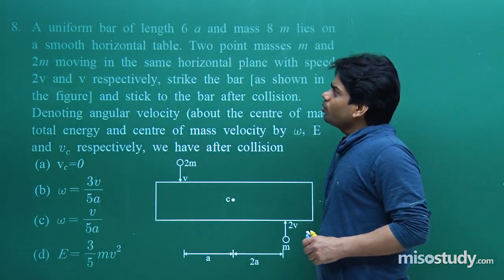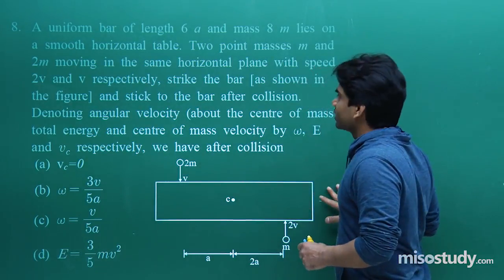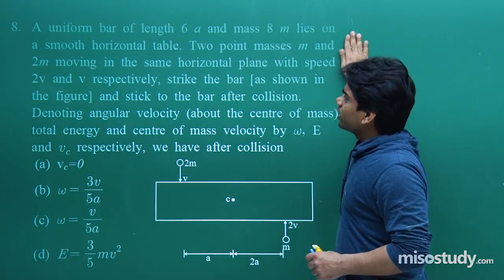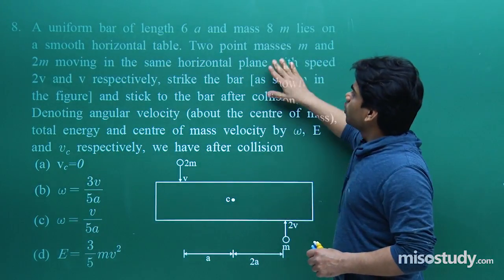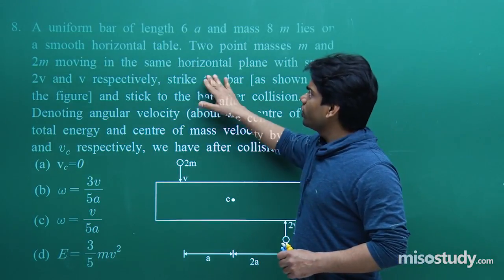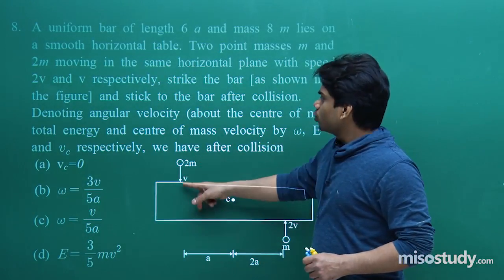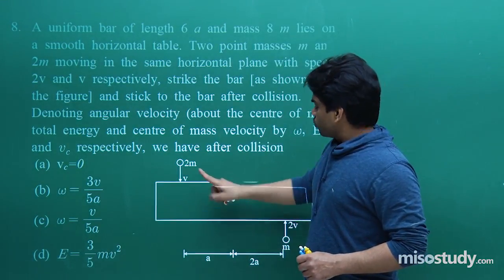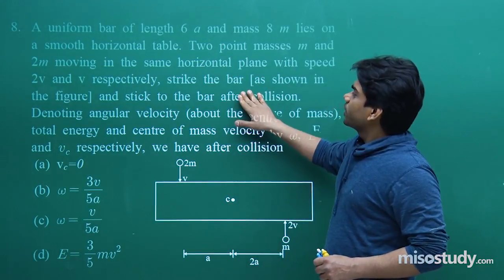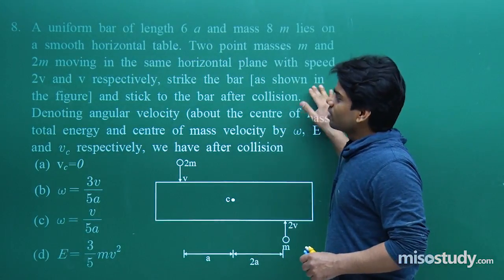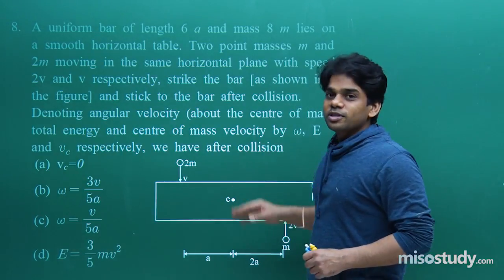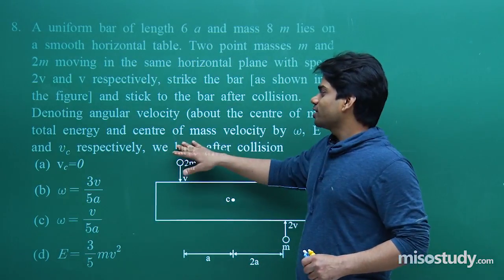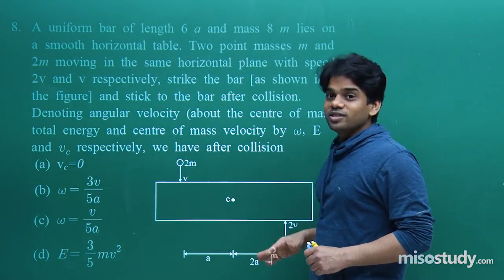Question 8. A uniform bar of length 6a and mass 8m, see that its mass is 8m, lies on a smooth horizontal table. Lying down are 2 point masses, m and 2m, moving in the same horizontal plane with speeds 2v and v respectively. Its speed is v, its speed is 2v, respectively. They strike the bar as shown in the figure and stick to the bar after collision. That means the case of inelastic collision. Denoting angular velocity about the center of mass, total energy and center of mass velocity by omega, E and vc respectively.